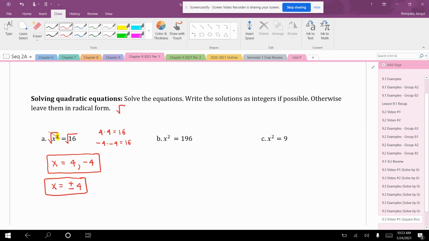Okay, but while your calculator only gives you one answer, you will always have two when you're solving an equation and taking the square root of both sides. So let's take a look at the next example. We have x squared equals the square root of 196.